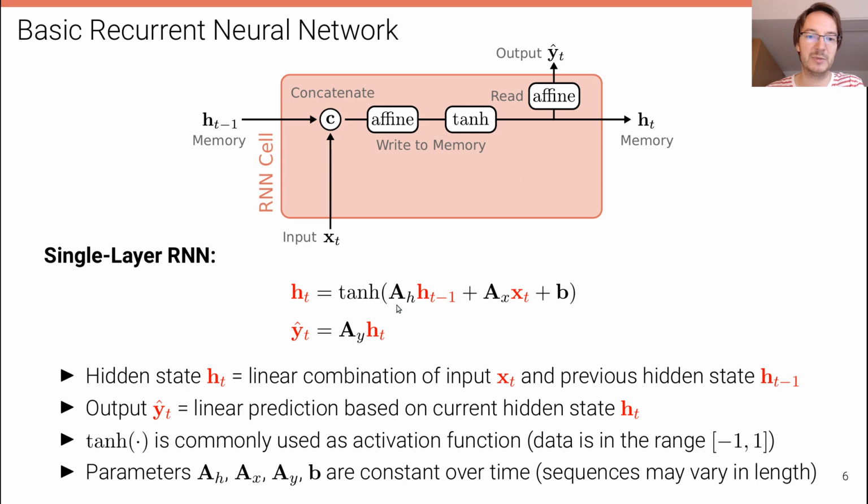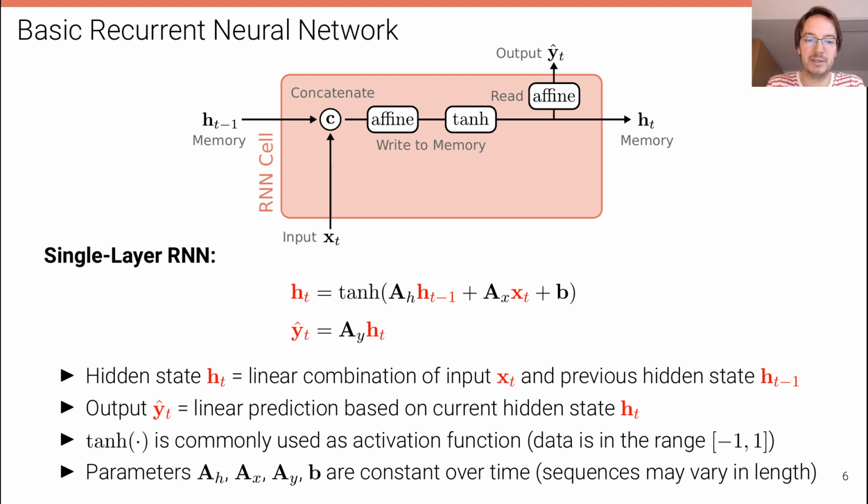Or mathematically speaking, we have ht, which is the hidden state at the current time step, being the tanh of a linear transformation of ht-1 and xt, which we can write as simply the sum of ht-1 times a weight matrix ah, and xt times a weight matrix ax plus the bias vector b. And then for time step t, we have the prediction as the weight matrix ay times the hidden state ht.